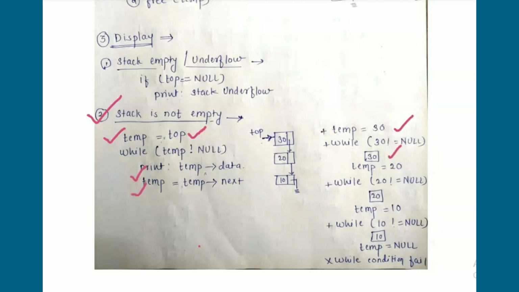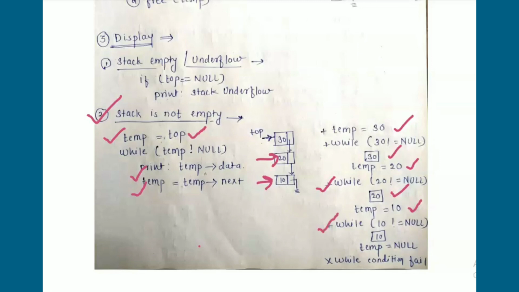After that, I will update my temp pointer. So now my temp is pointing to 20. The while loop will be executed, we will print the temp data, that is nothing but 20 is printed, and temp will be updated with temp next. So it will update to 10. So now my temp is pointing to 10.